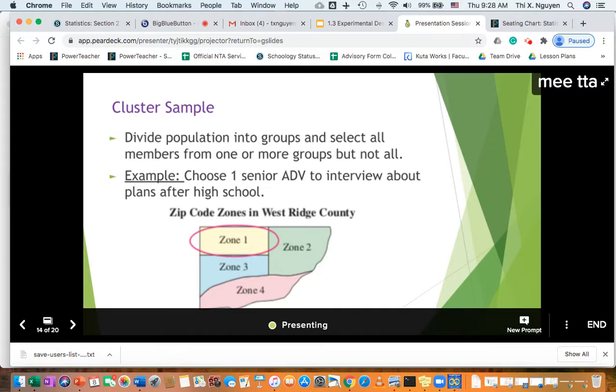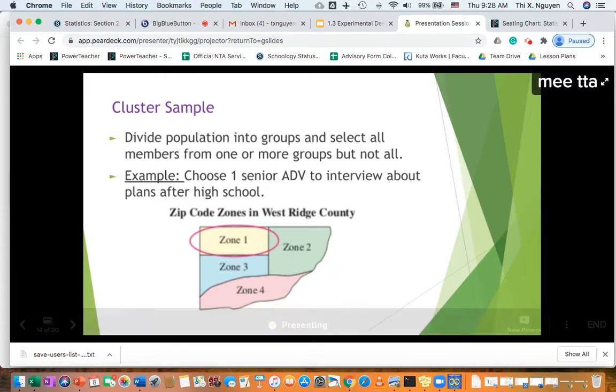Okay. The next one, the third way to do it, is called cluster sample. With cluster, you still split into groups, but instead of pulling the same characteristic from each group, I'm going to select the entire group. So I want to do a survey. You know what? I'm just going to survey the seniors. I'm not going to do anything with my freshmen, sophomores, or juniors. I just like the seniors. I'm just doing the seniors. So that's the difference.